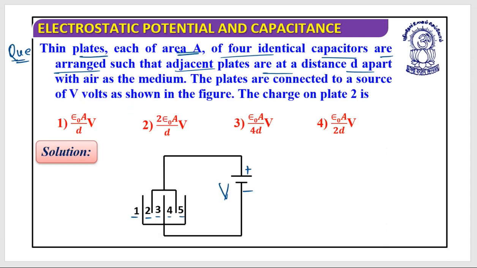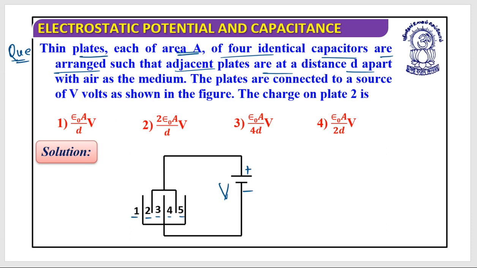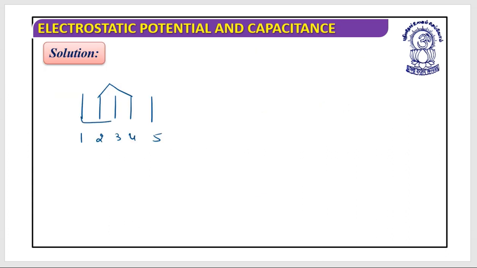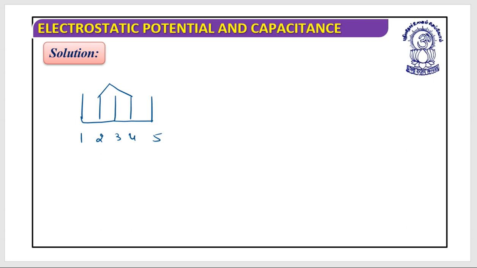And which are the plates that are connected? 2 and 4 are connected. Let me give them a number: 1, 2, 3, 4, 5. 2 and 4 have been connected, and 1, 3 and 5 have been connected. Yes, 2 and 4 have been connected to the positive terminal of the battery, and 1, 3 and 5 have been connected to the negative terminal of the battery. This would be the situation.